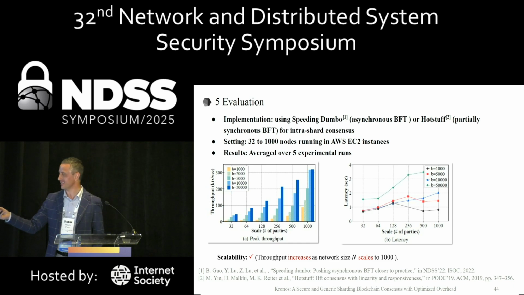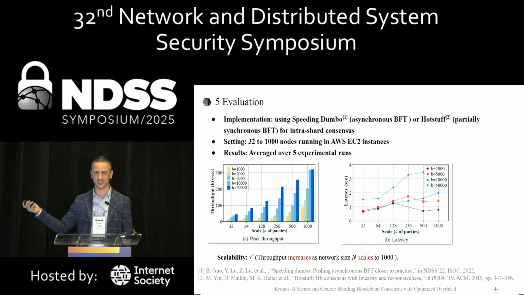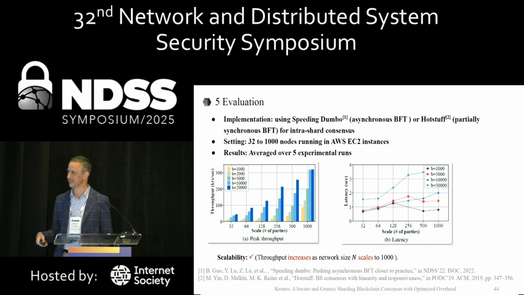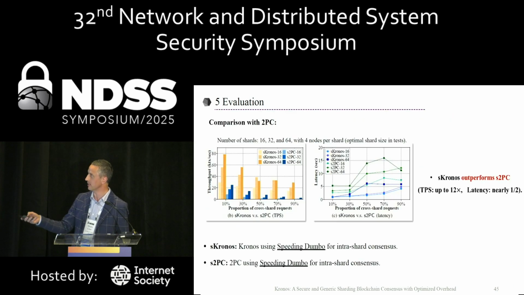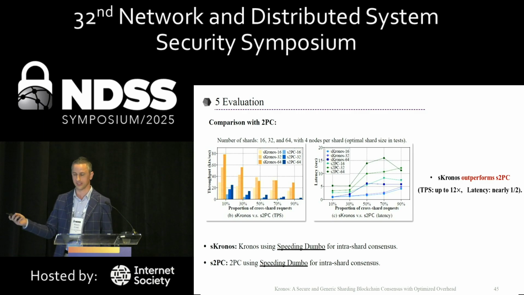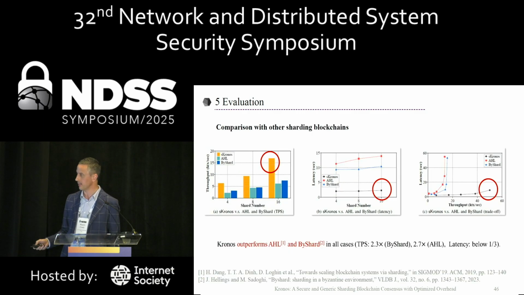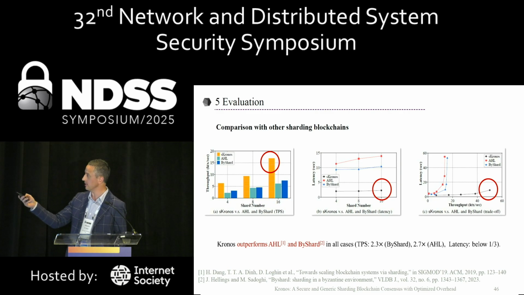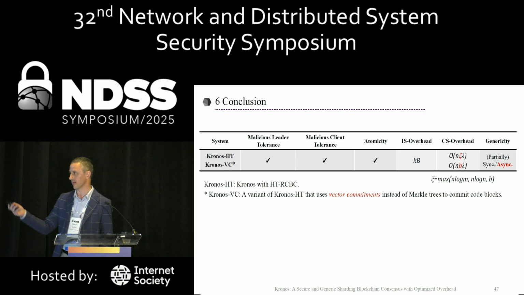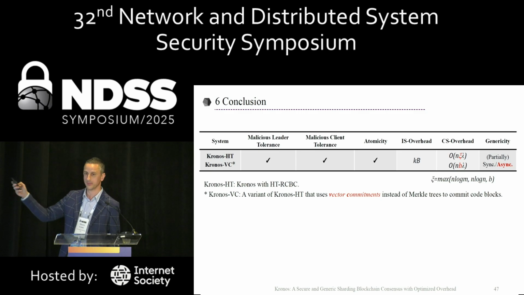Quickly on the evaluation, we also have a GitHub repository. We went through the artifact evaluation, and you can find the code available. In terms of experimental results, you see the throughput is very high and latency is very low. Particularly when you compare our solution with the two-phase commit, you see a significant improvement in throughput, and the latency is significantly less. Similarly when we compare our solution with other sharding blockchains like AHL and ByShard. Here you can see the outcome.